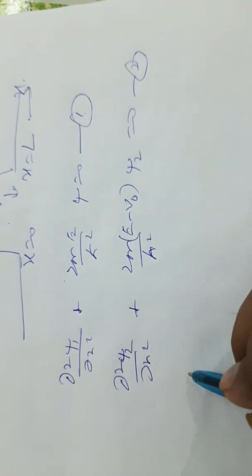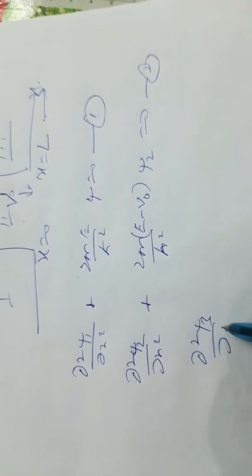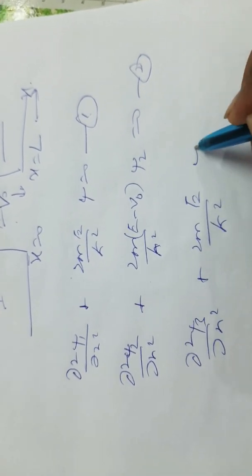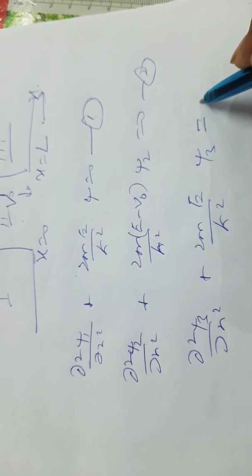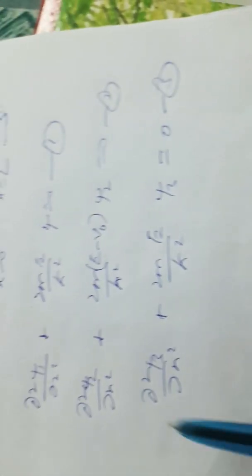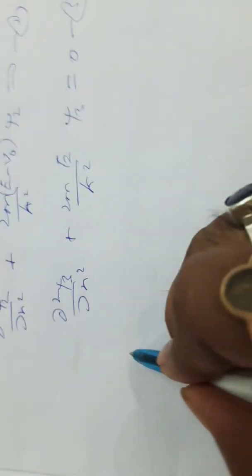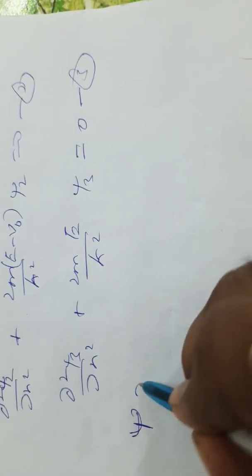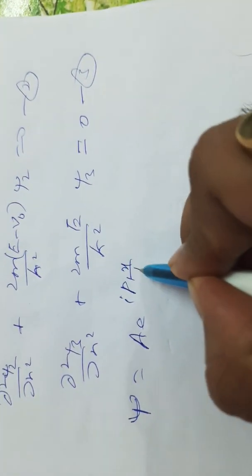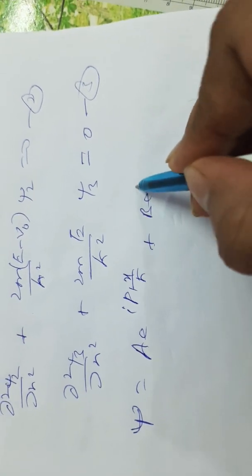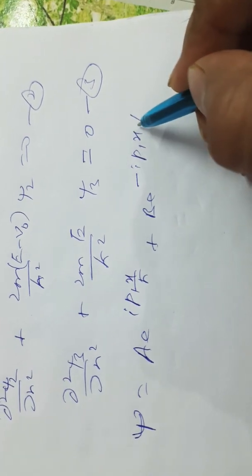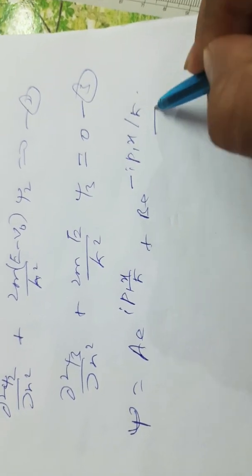And for the third region, again we'll write del square psi 3 by del x square plus 2mE by h cross square psi 3 equal to 0. So this is for the third region. Now the solution of the above 3 equations can be written as psi 1 equal to A e to the power i p1 x by h cross plus B e to the power minus i p1 x by h cross. So this will be equation number 4.